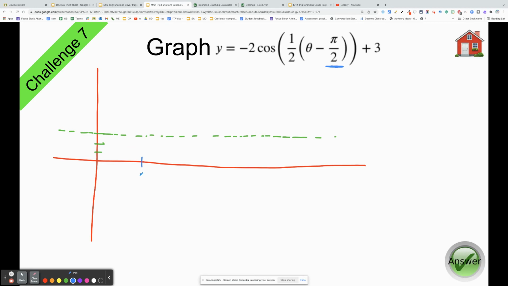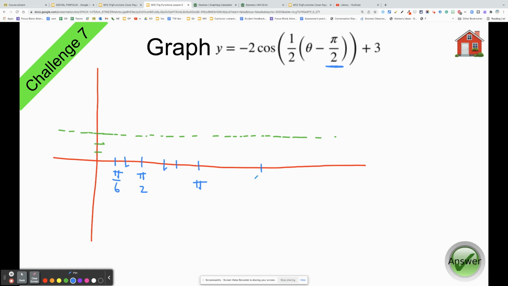So I'm going to call that pi over 2 right there. And I'm going to call this pi. So if I do that, then I'm going to put little hash marks there and there. So that would mean that this length here is pi over 6. And that's often a good one to go with. But I'm going to go pi.